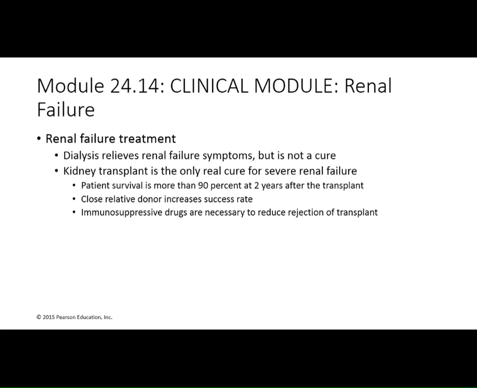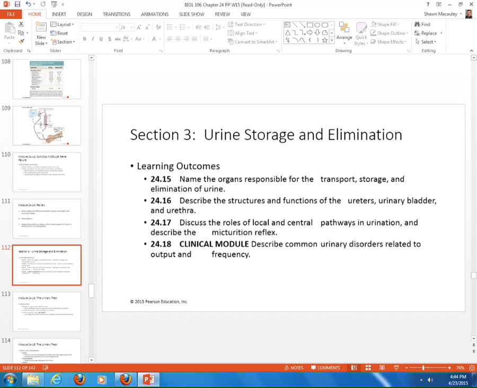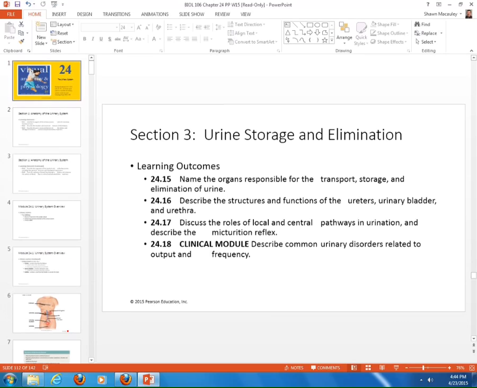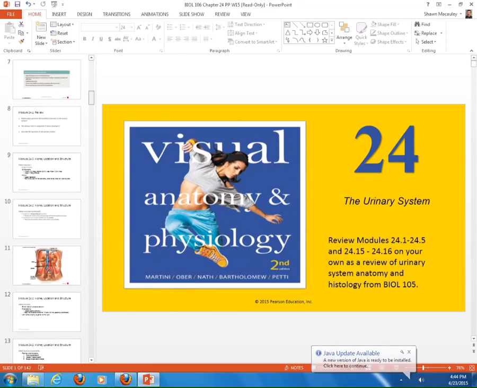Now, what I want to do is move into the next little section on urine storage. And most of this is mostly just anatomy. And we'll finish up with, in fact, I think I told you, let me go back to the very first slide. Yeah, absolutely. 2415 and 2416 are just anatomy. So they're just a quick look over of the urethra and the ureters and the bladder. So that'll be very straightforward. So I want to jump over to the things that are a little bit new for us.